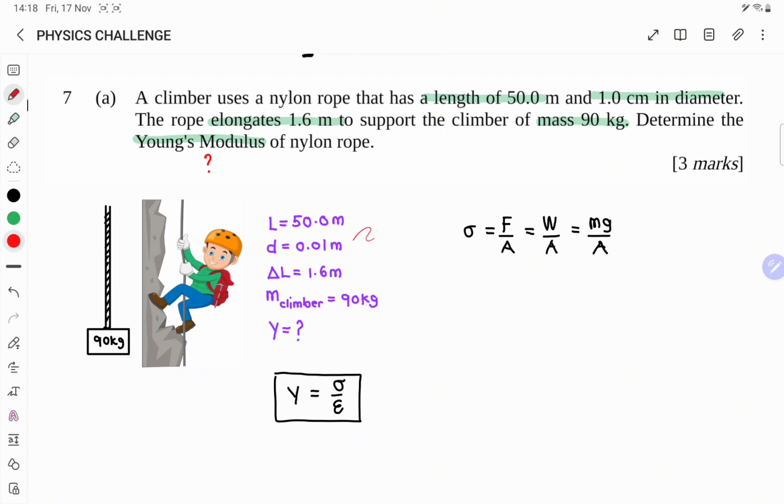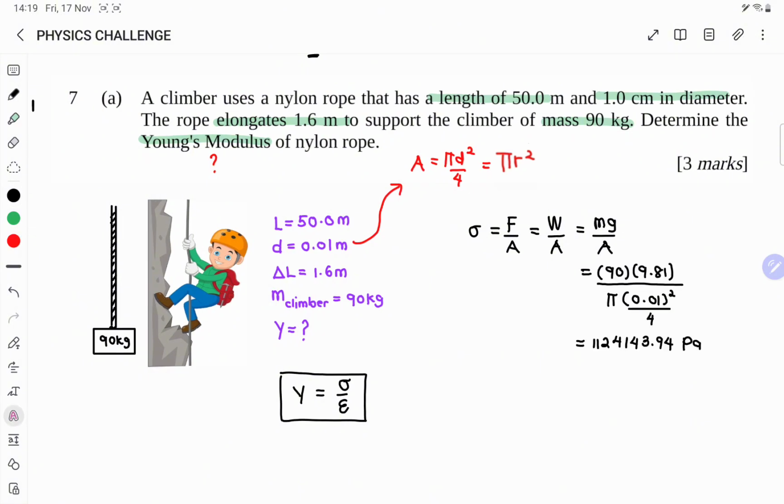We can use the diameter given to find the area, which is pi d square over 4, or you can also use in terms of radius, pi r square. So now we just need to substitute the value for all the parameters. Then we will get the value for the stress is 1124143.94 and the unit is Pascal.